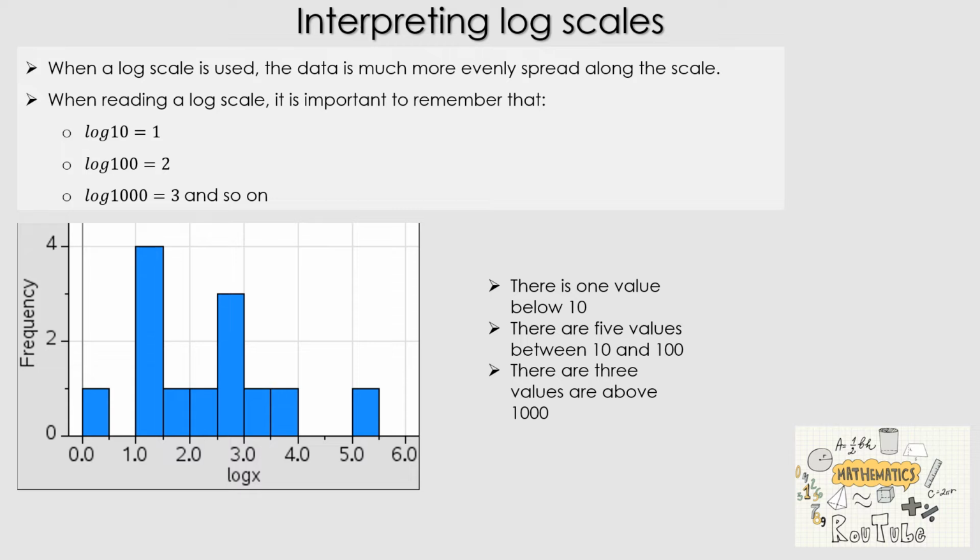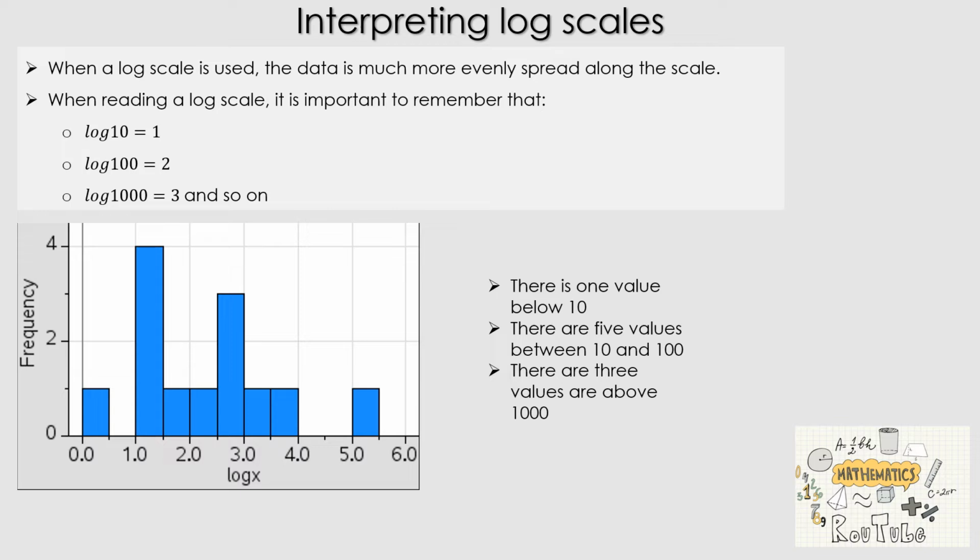So let's interpret and read the log scale. I've copied and pasted the log scale histogram from the previous part we went through, and we're going to have a bit of a look at that. When a log scale is used, the data is much more evenly spread along the scale, like we saw in the previous example. When reading a log scale, it's important to remember that log of 10 is equal to 1, log of 100 is equal to 2, log of 1,000 is equal to 3, and so on.